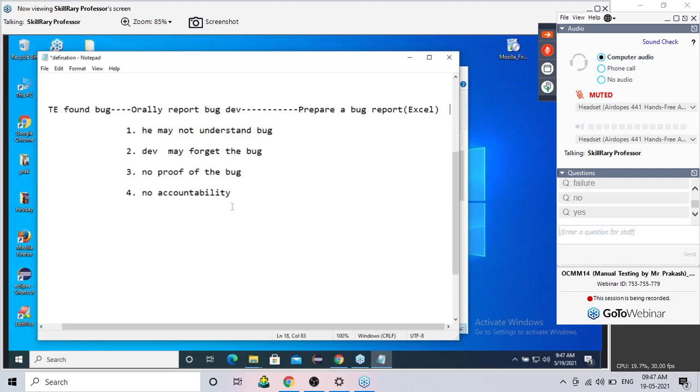The summary from this point is: never ever report the bug orally to the developer. Okay. Have you understood this concept here? Yes, right. Note.